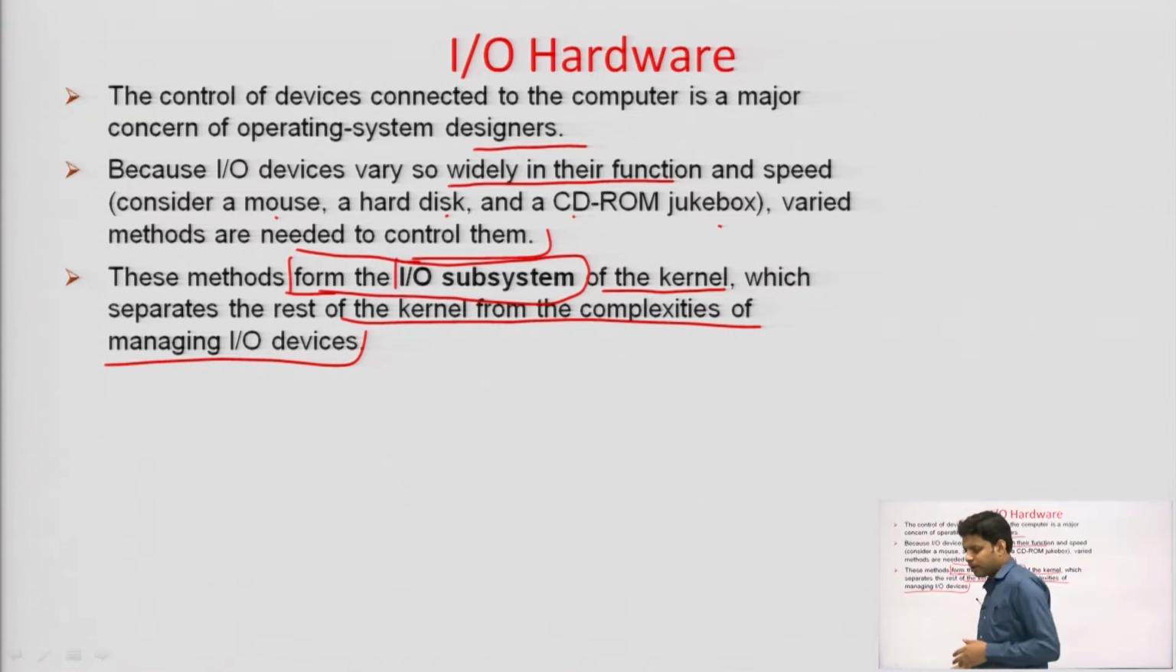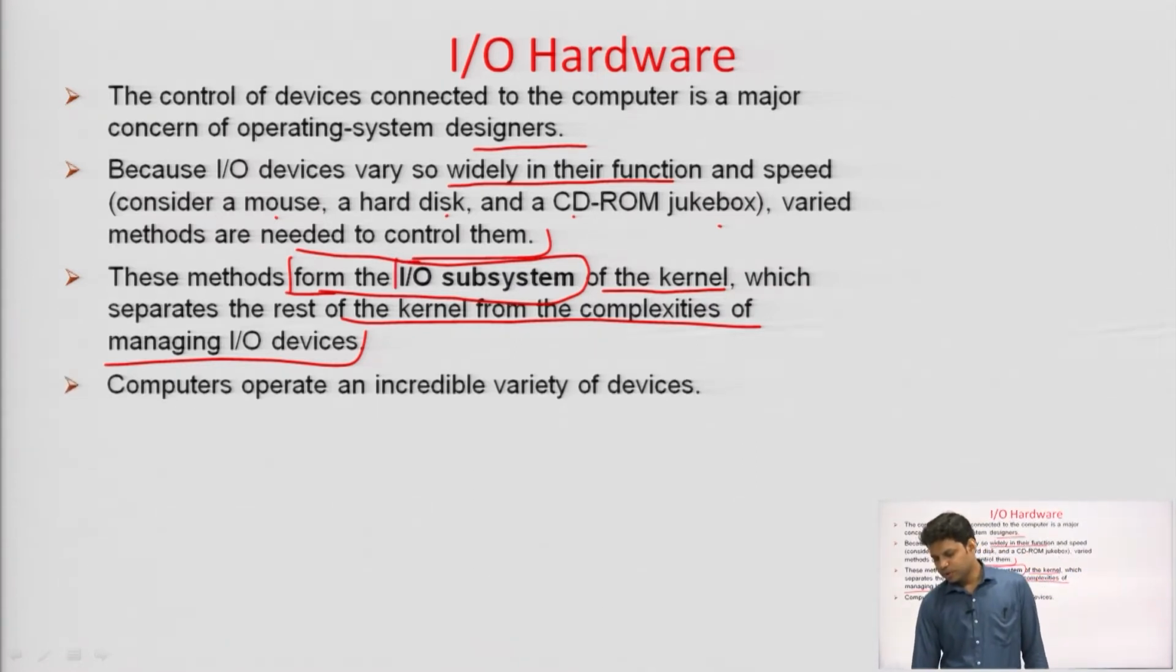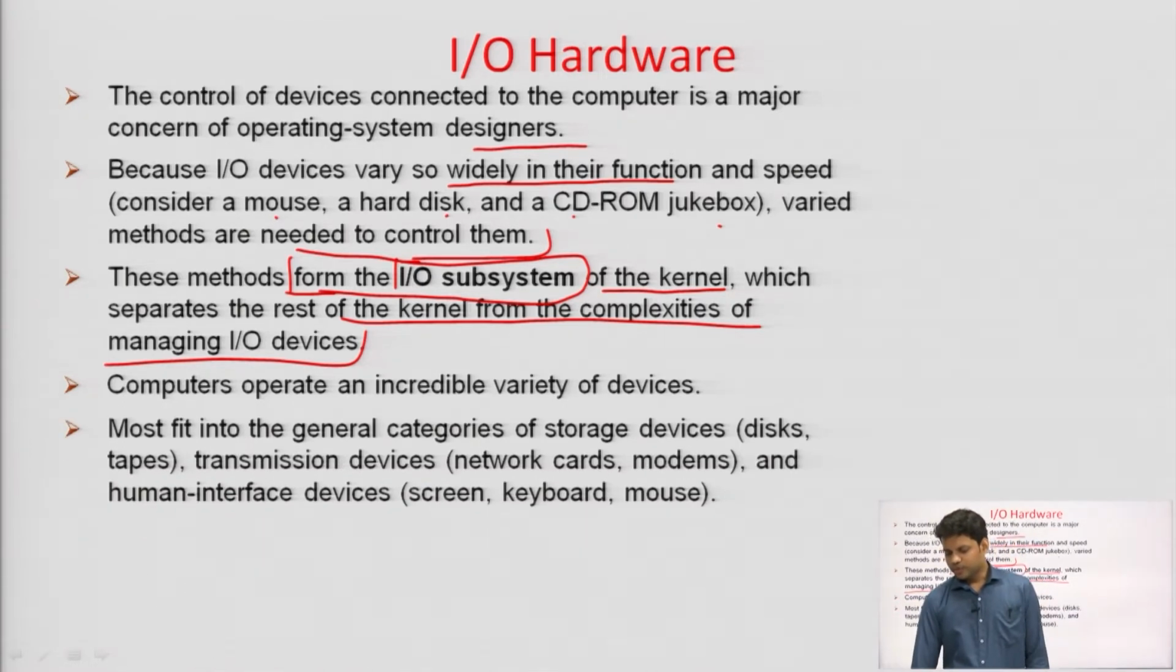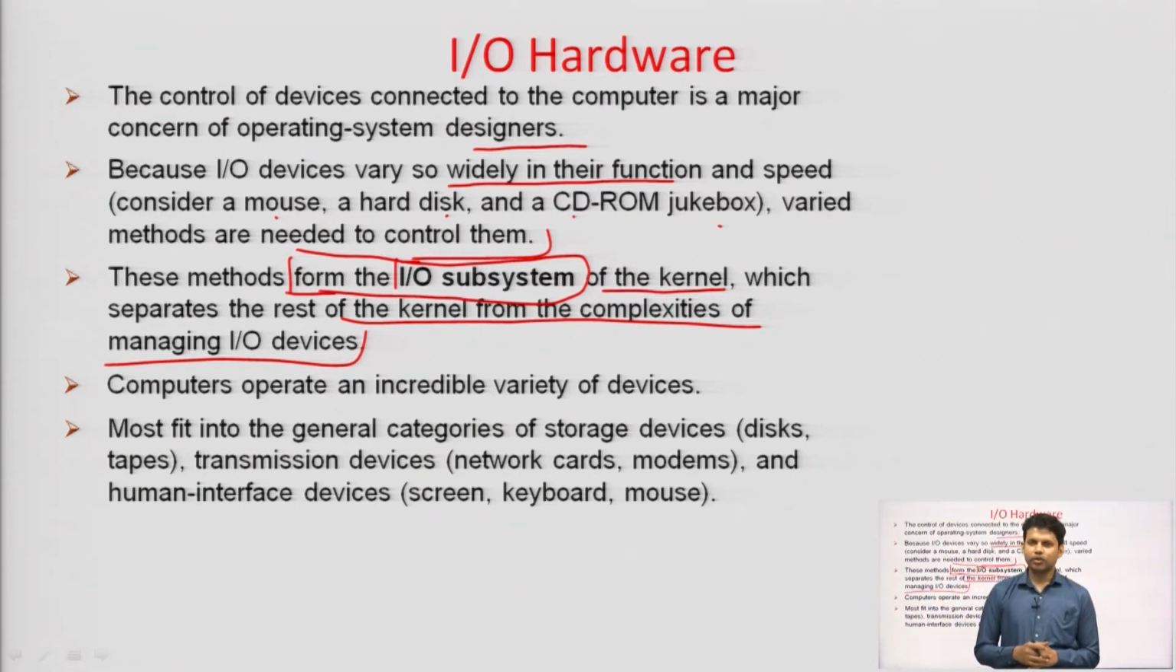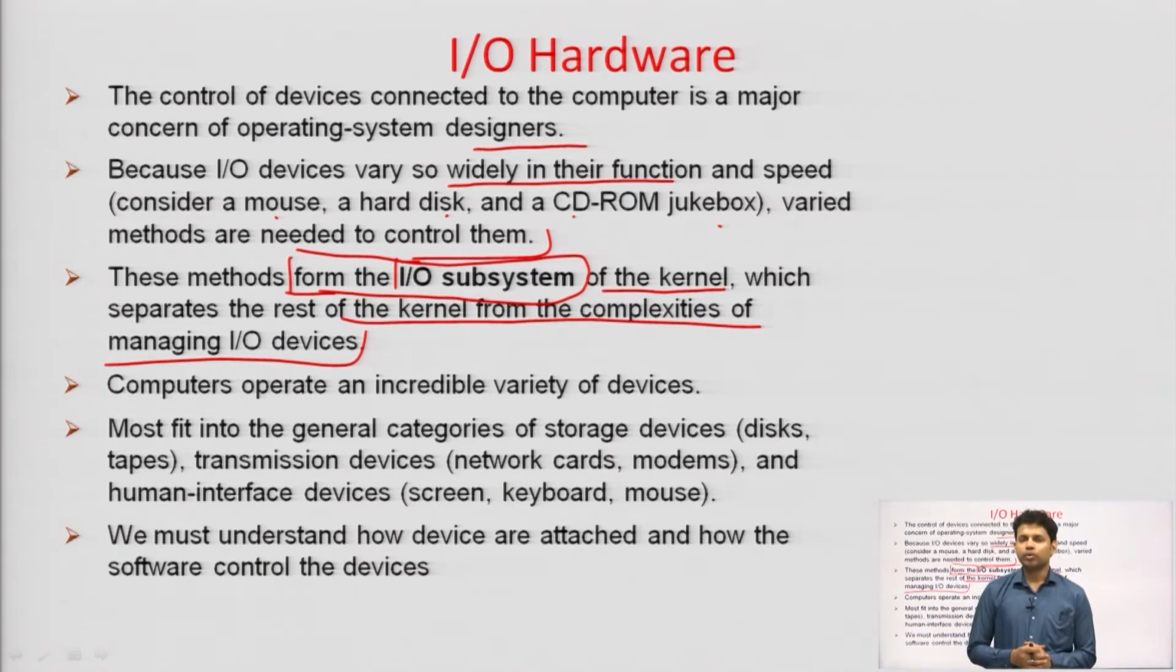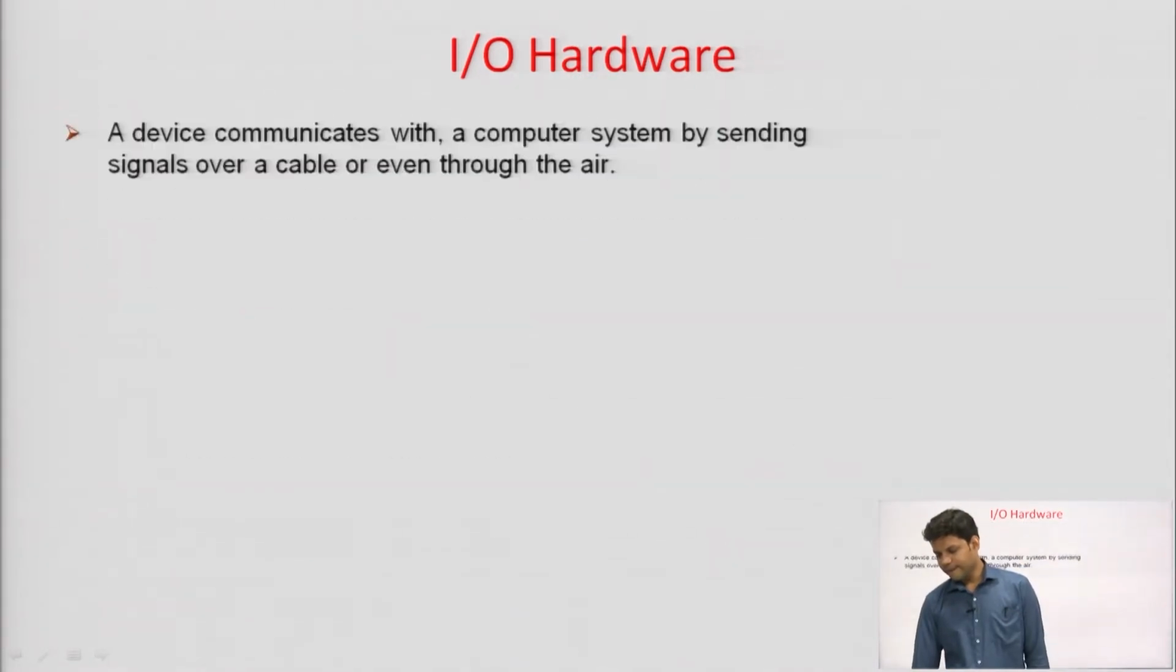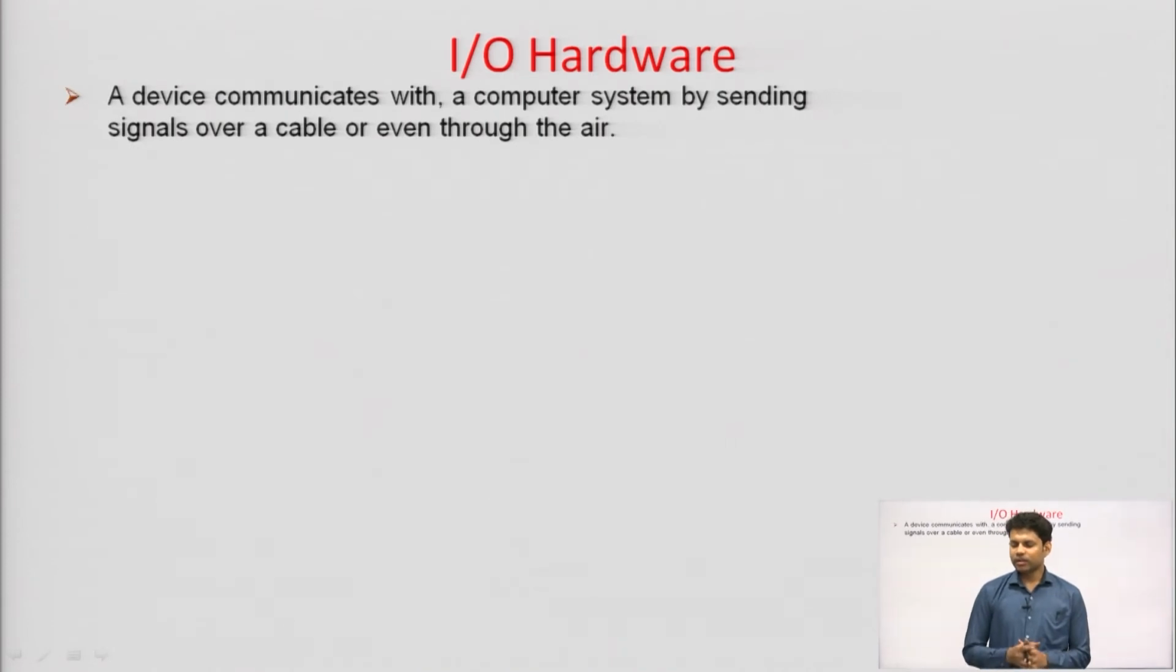Computers operate an incredible variety of devices, and most fit into the general categories of storage devices like disks and tapes, transmission devices like network cards and modems, and human interface devices like screen, keyboard and mouse. We must understand how devices are attached and how the software controls the devices. A device communicates with a computer system by sending signals.